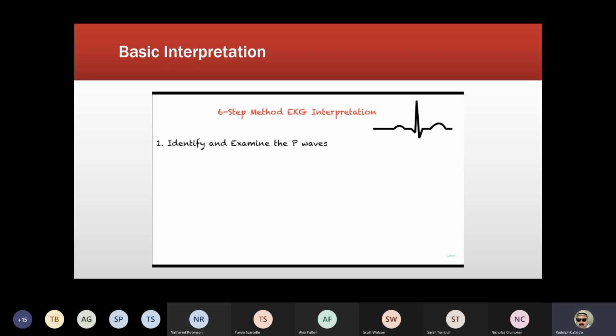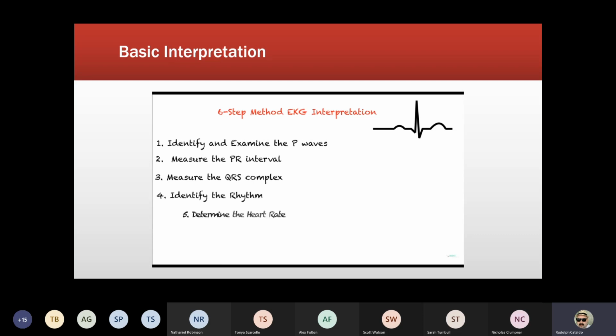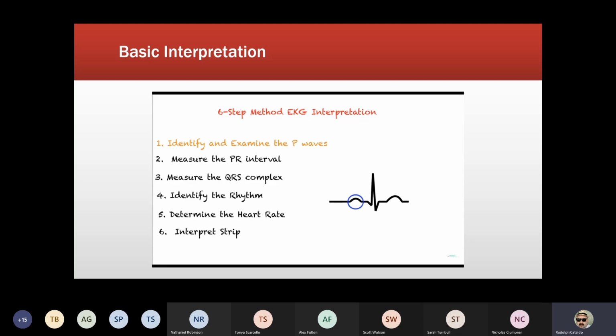First up, we have to identify and examine the P waves, measure the PR interval, measure the QRS complex, identify the rhythm, determine the heart rate, and interpret your strip. And we're going to talk about them one by one. Let's start off with identifying and examining your P waves right here. The normal P wave would be present and upright. If the P wave is absent or inverted, then it could indicate a form of dysrhythmia such as a junctional rhythm.